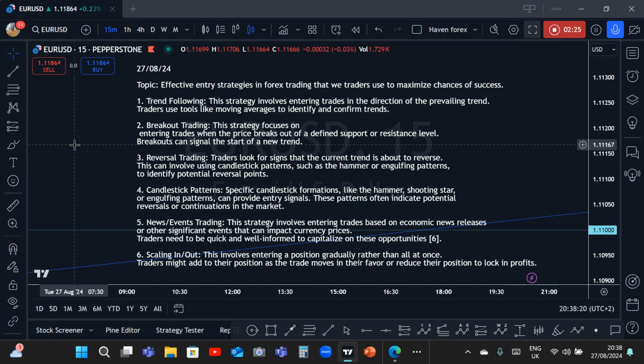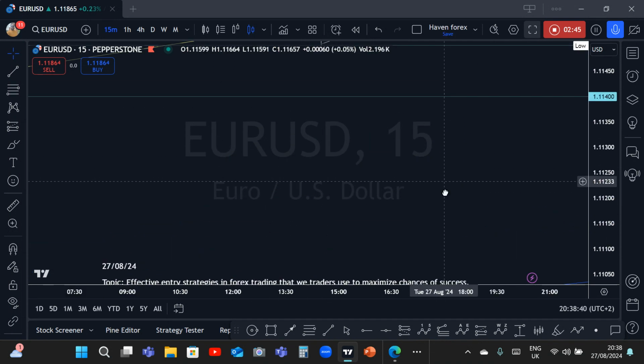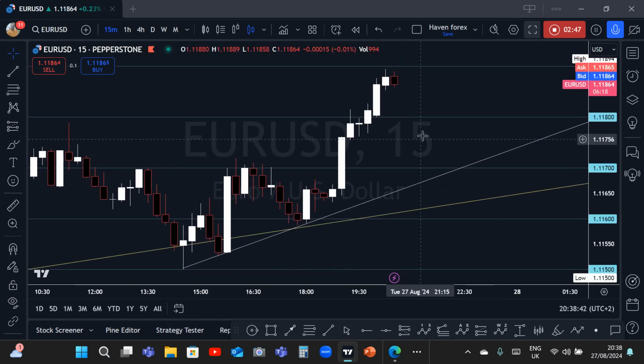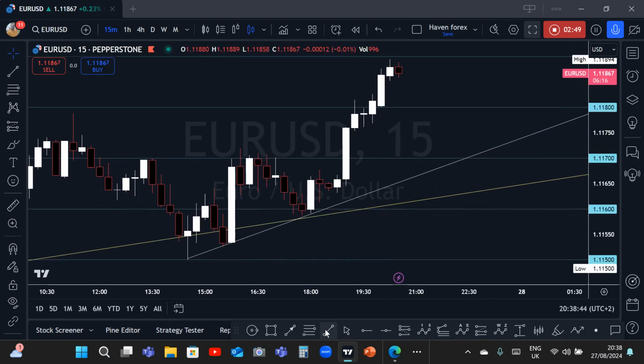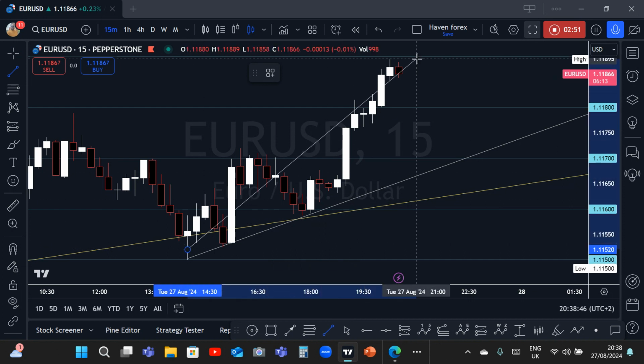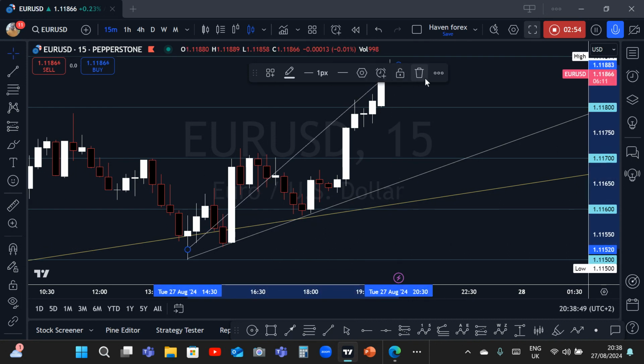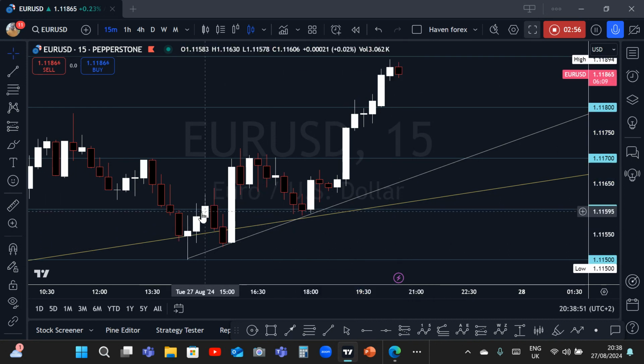So when we mean trend following, this strategy involves entering trades in the direction of the current or prevailing trend. What do we mean by that? If the trend is bullish, for example, you just fine tune your entry and follow suit.